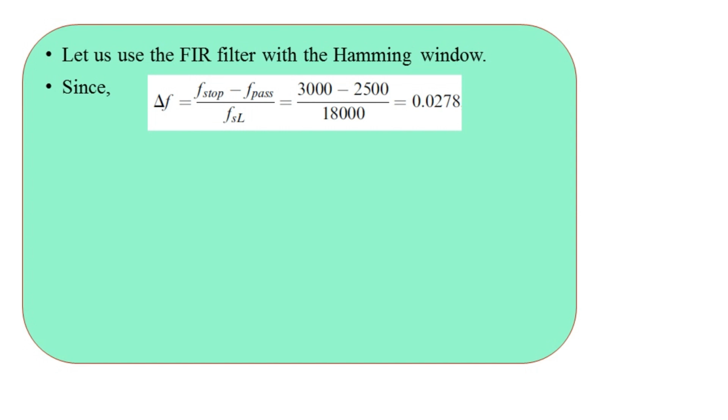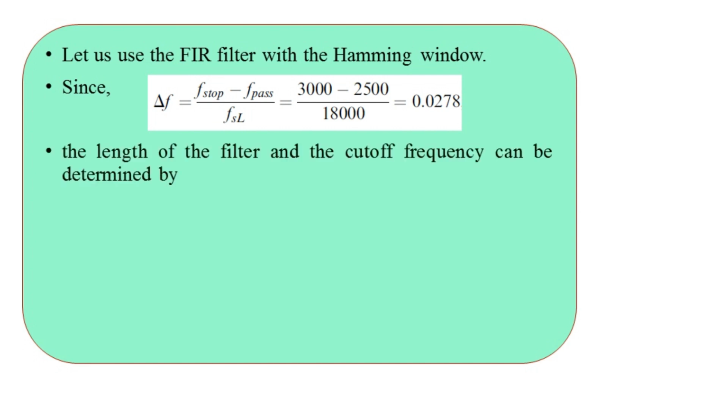Now we require the length of the filter to be determined here, and then the cutoff frequency. First of all, the length of the filter is denoted by capital N, and the formulation is 3.3 divided by delta F. Delta F we have computed in the above step, so from that step we can put the value. So capital N will be equal to the ratio 3.3 divided by 0.0278. After division we find the value 118.8. So this is the required answer.